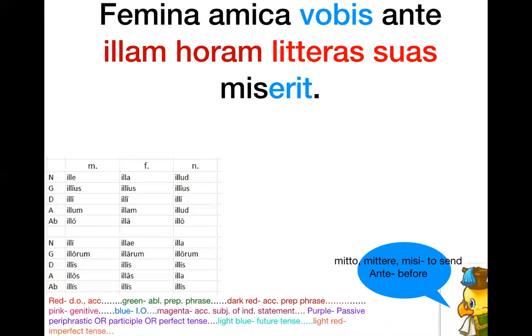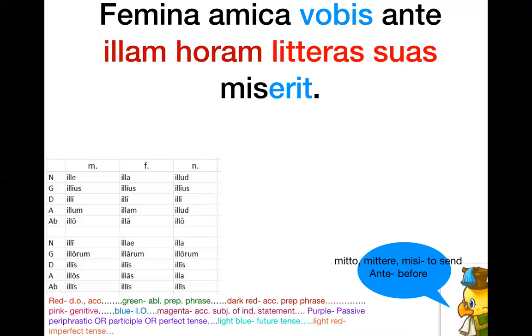Femina amica, vobis anti illam oram, litera suas miserit. So this one, I would ask about this verb's person, number, and tense. And unlike the first few, I think it's actually a little difficult. If you look down at mitto, mittere, to send, we can tell, or we should be able to tell, it's one of the perfect tenses. And it's actually what perfect tense?